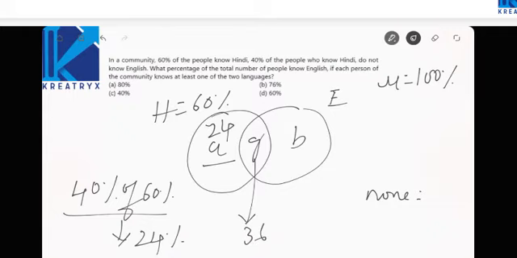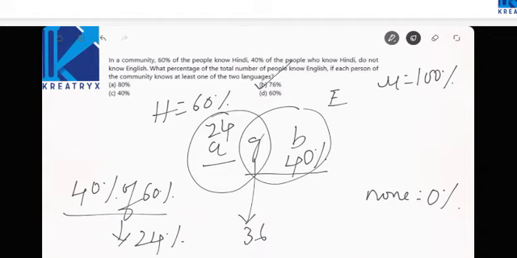And again, what percentage of the total number of people know English? If each person of the community knows at least one of the two languages, in the entire community each person speaks at least one language, which means none is 0 percentage. So your total must be equal to A plus B plus G, as none is 0. So this is 60, so B has to be 40. Now the question is the percentage of total number of people who know English. Know English means B plus G. 40 plus 36 is nothing but 76 percentage.